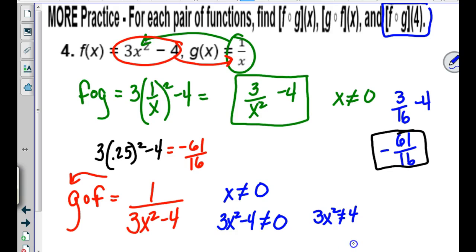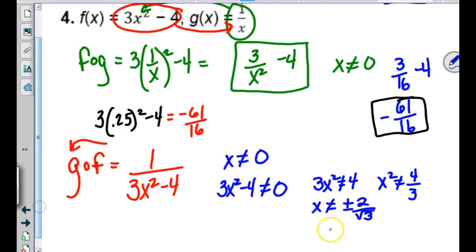Then what? Divide by 3. And then square root. Well, the top square root's going to be 2. The bottom square root's going to be square root of 3. If I made you rationalize, it would be plus or minus.